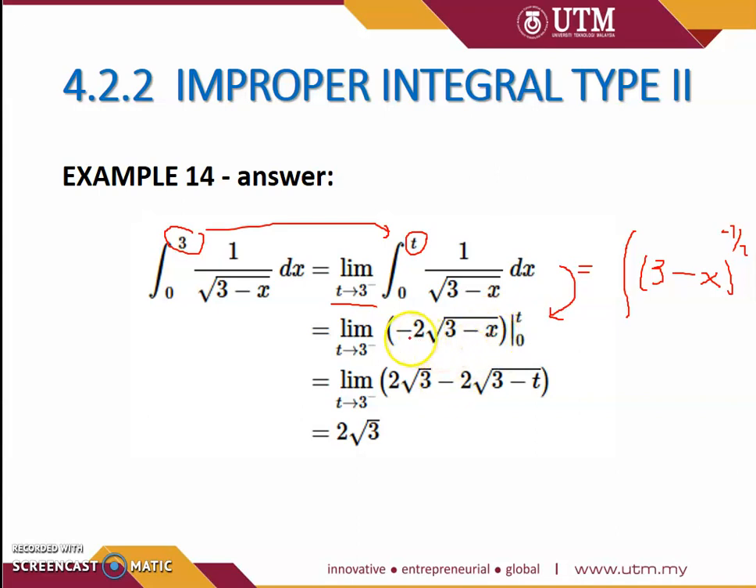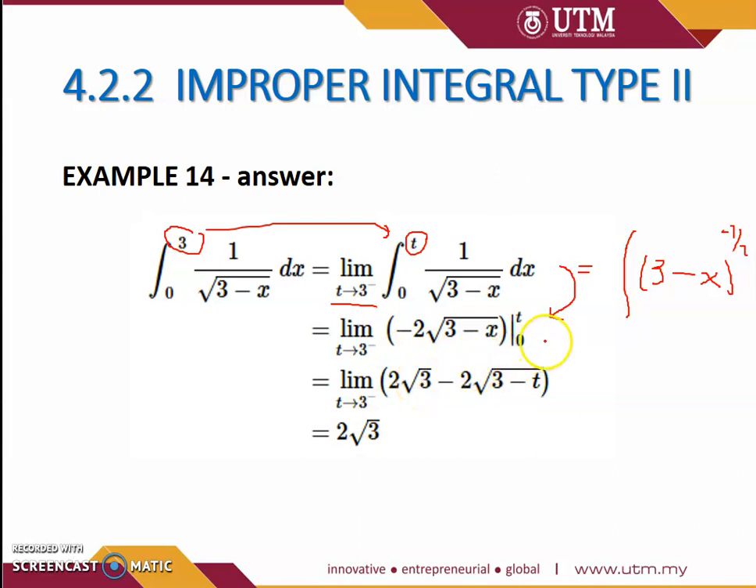t. So minus 2 square root of 3 minus t. The first part is t, so t is 3, meaning that will be 0 here. Then minus 2 square root of 3 minus 0. Basically, we rearrange: the second part is minus 2 minus the second part. So minus minus becomes positive, and we will have this.